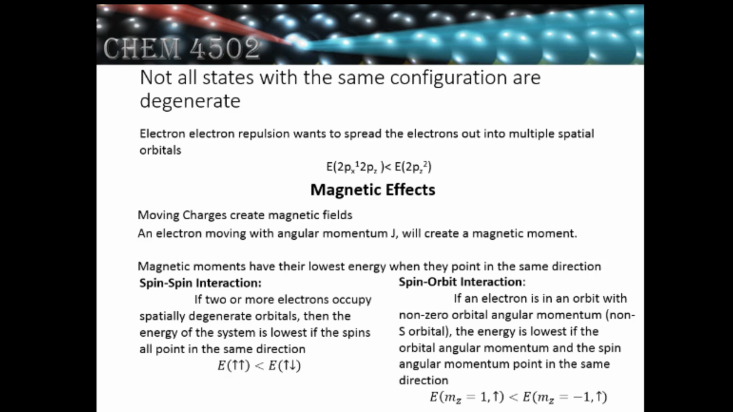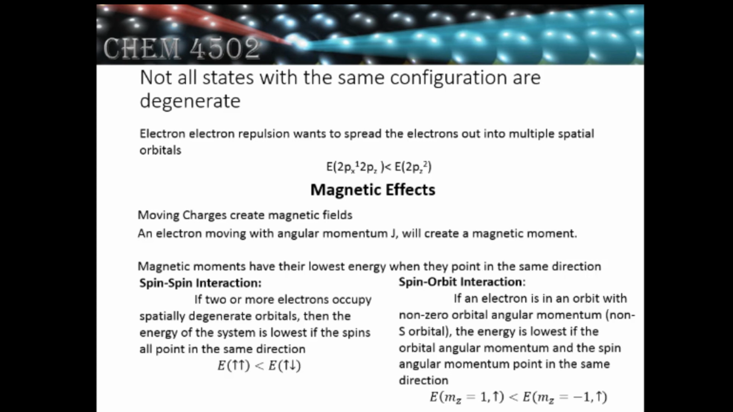So when we gave the atomic Hamiltonian, we didn't include magnetic effects at all. But if we're thinking about smaller changes in energy, they actually become important. Remember that moving charges create magnetic fields, and it turns out that an electron moving with angular momentum will create a magnetic moment.